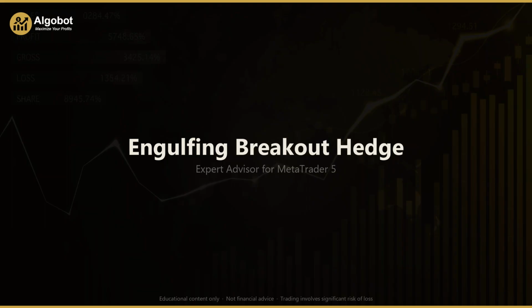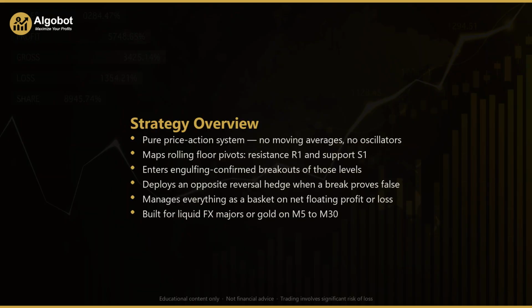Today we are examining a pure price action system called the Engulfing Breakout Hedge. In the next few minutes, you'll learn how it maps out floor pivot levels, how it uses the engulfing candle pattern to confirm a momentum breakout, and how it deploys a protective hedge when a breakout turns out to be false. Everything here is educational analysis only, so let's open the chart and walk through how this approach is built. Let's start with the big picture.